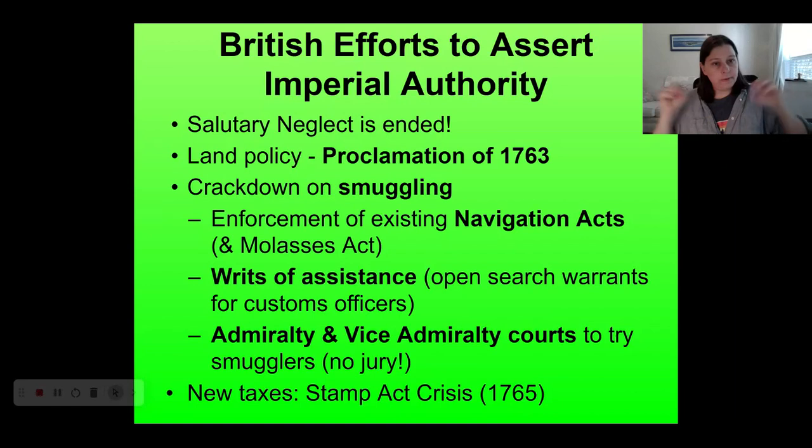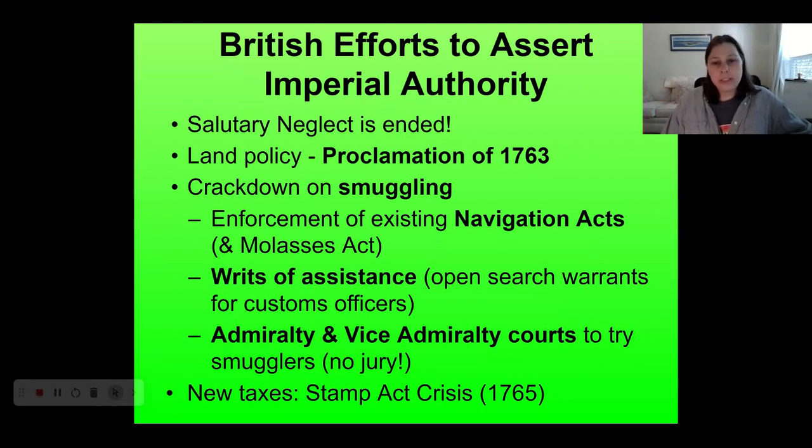And what the College Board gives as the header for these things is that these are the attempts of the British government to assert their imperial authority, something that they have traditionally either not done or not really followed through on in the past. So we are an empire, right? We control you. You should do what we say.